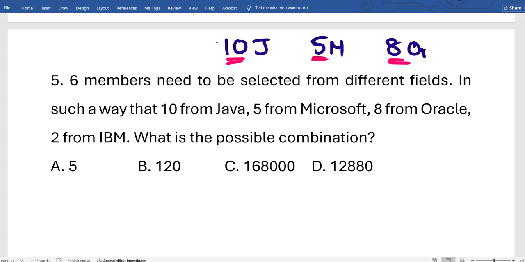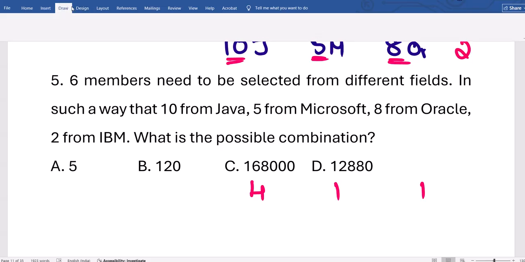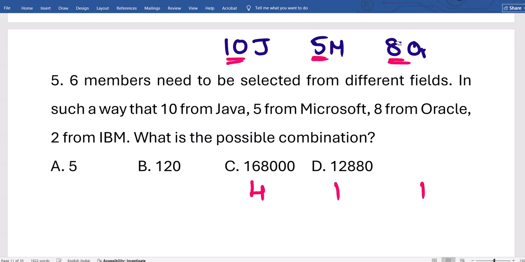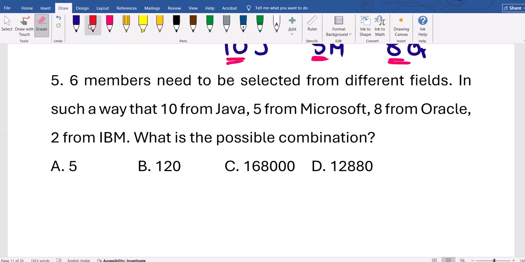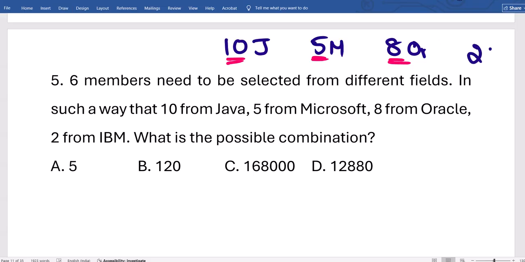One combination people can find is 4, 1, 1. Then 2 from IBM, yeah, there is one more. Now chances are a bit less: 3, 1, 1, 1. Possibilities will be fewer. 2 from IBM. Now 1, 1, 1 minimum, so 3, 1, 1, 1.